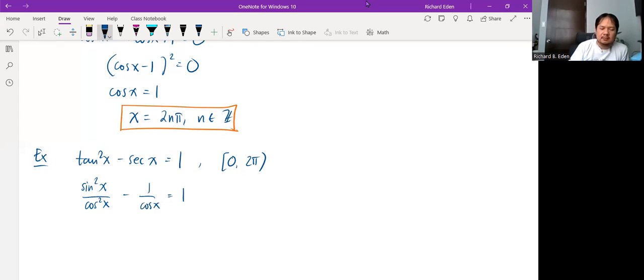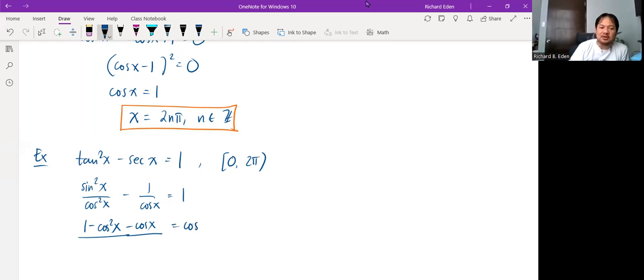Convert everything to cosine anyway. So 1 minus cosine squared x minus cosine x, all over cosine squared x, equals 1.